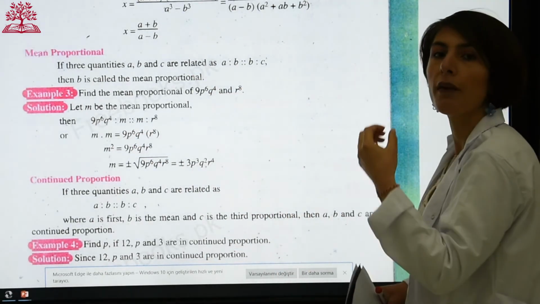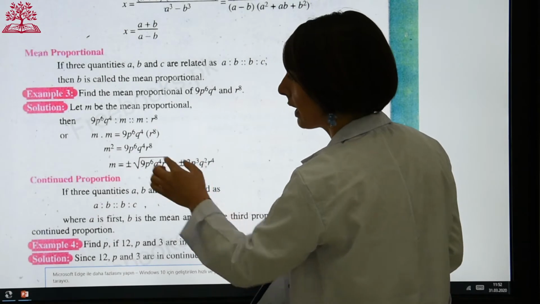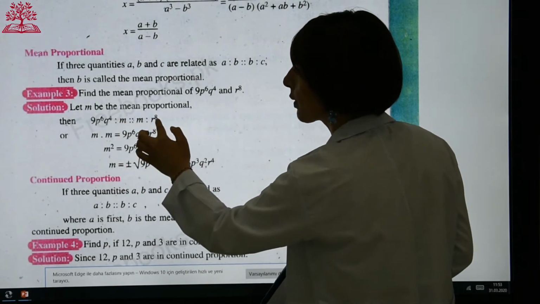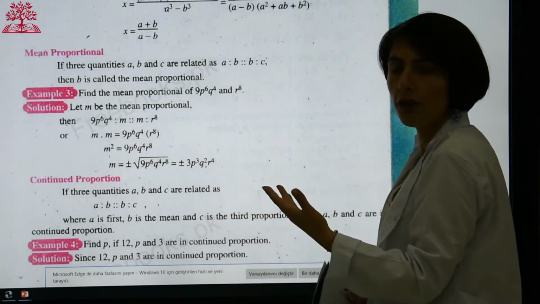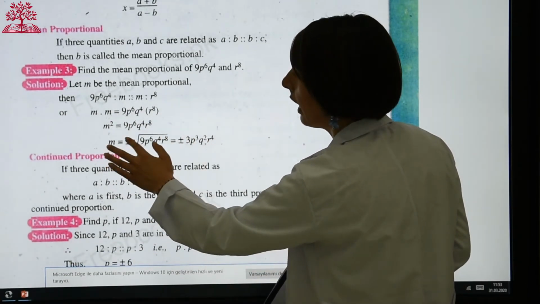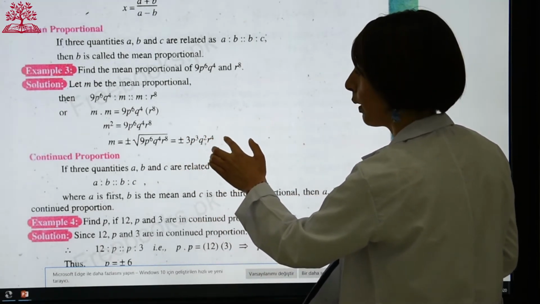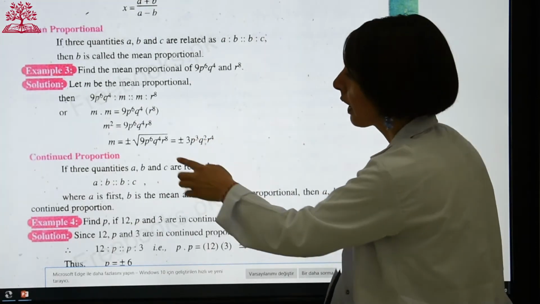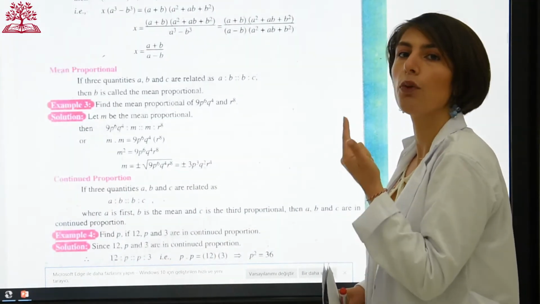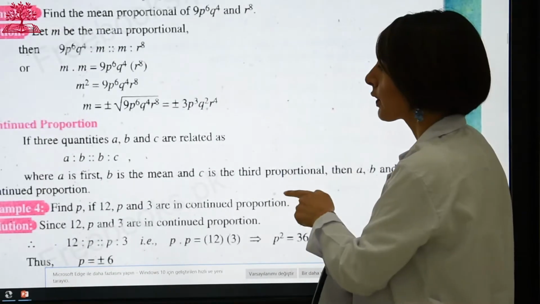One more time, I know that the product of extremes equals the product of means. So I have the right to write that the product of extremes, 9p to the power 6, q to the power 4 times r to the power 8, equals the product of means. So m times m equals m to the power 2. And in the end, I'll find that m equals plus minus 3p to the power 3, q to the power 2, r to the power 4. Why is it plus and minus? Because m is to the power 2. So I have two values, one negative value and one positive value. So I have to write plus minus in this case. So be very careful.